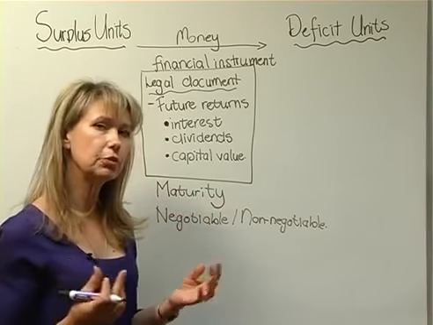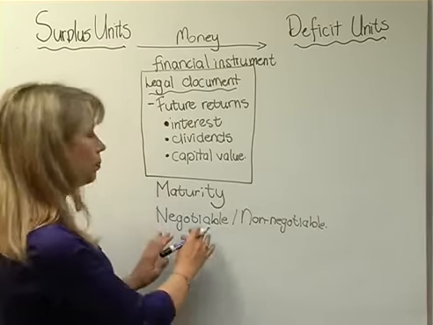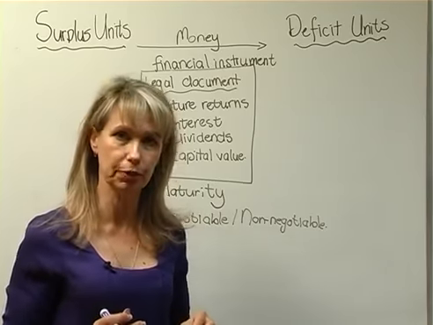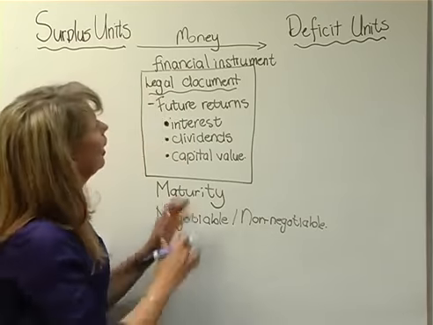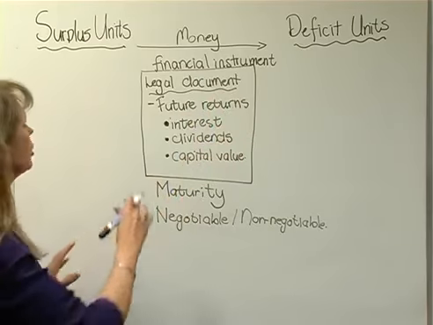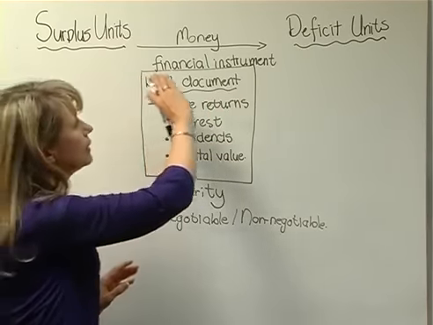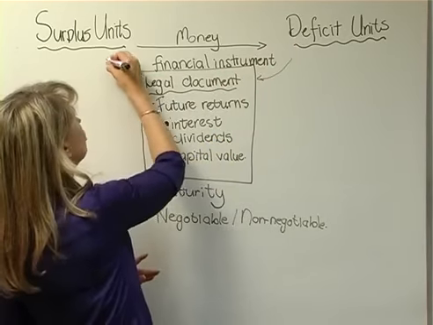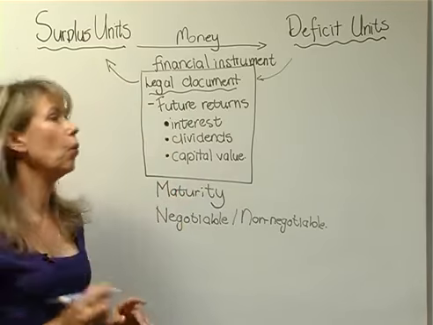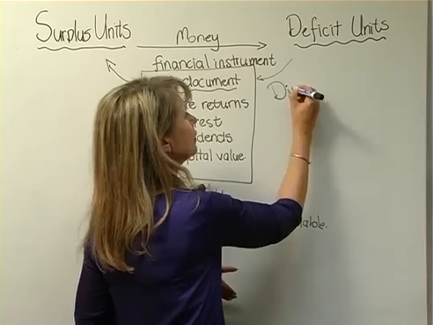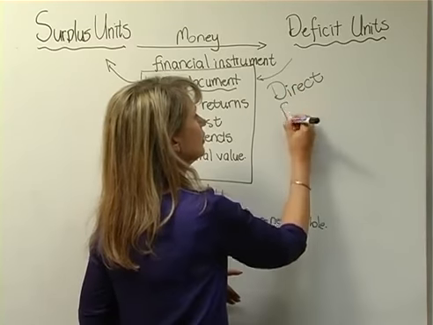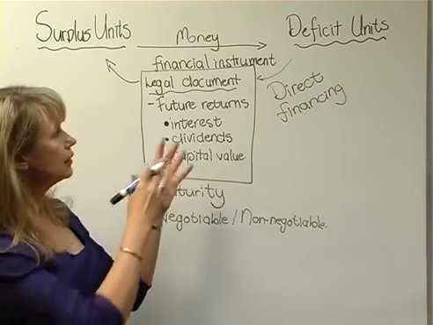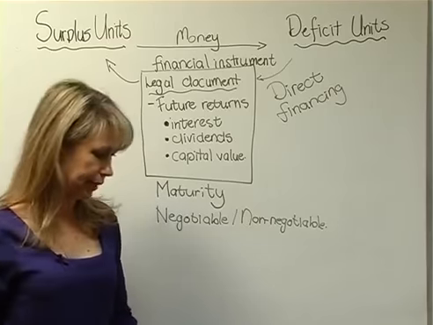Right, so most of the instruments that we are going to look at in this course will be negotiable instruments, because surplus units will prefer to hold negotiable instruments. Now, what we've discussed here is a financial instrument where the surplus unit gives the money directly to the deficit unit, and the deficit unit gives the financial instrument to the surplus unit. That we call direct financing. And instruments that are created in this way are called direct instruments.